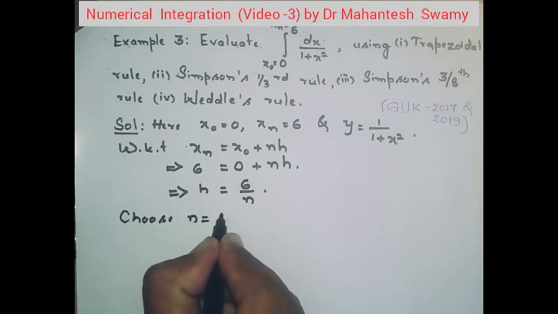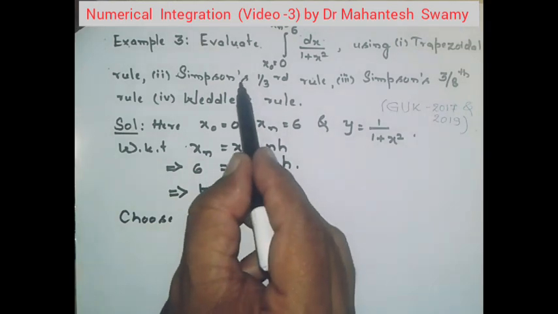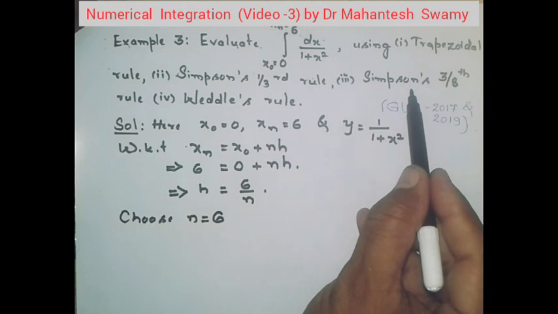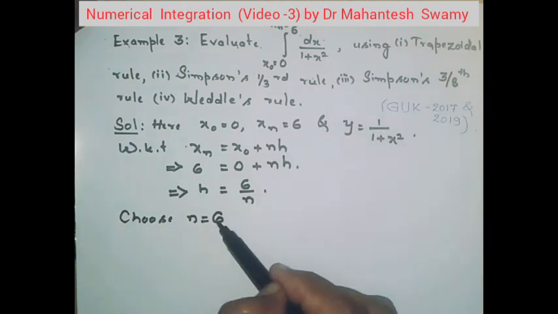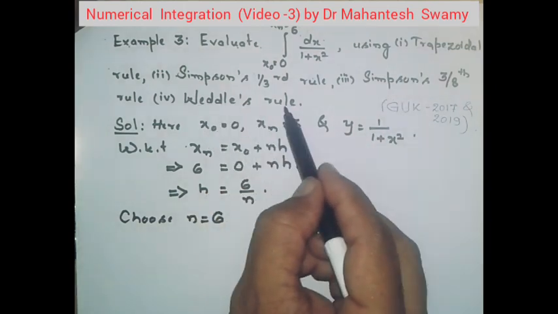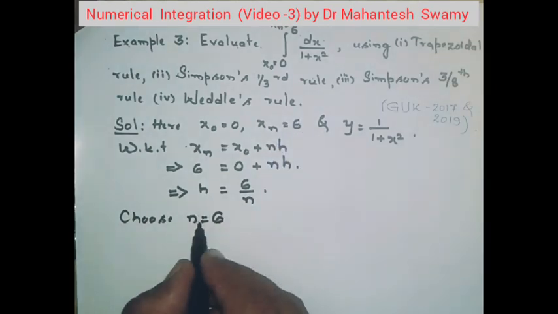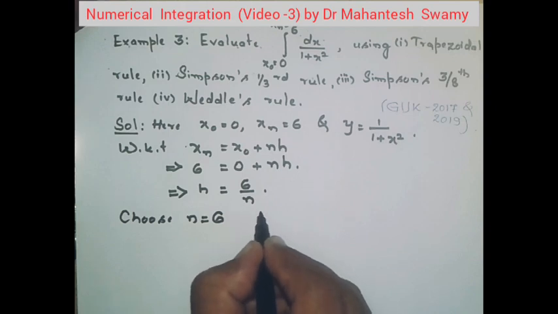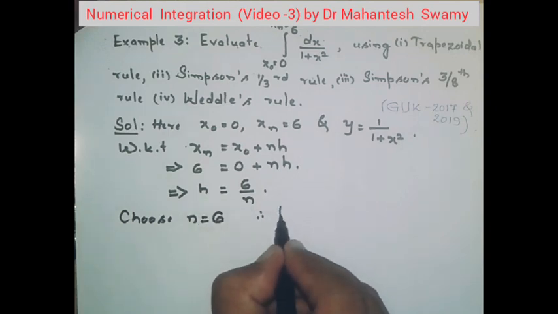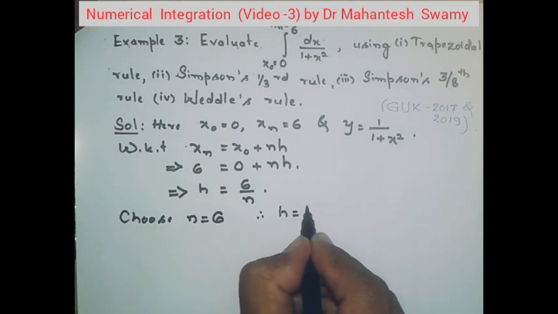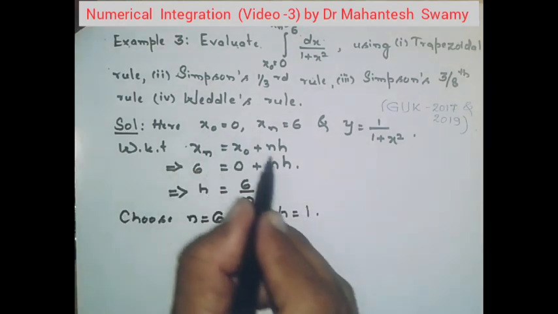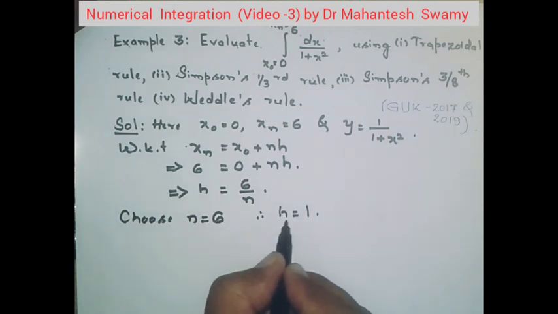If we choose n equal to 6, definitely 6 is a multiple of 2, that is an even number, so Simpson's 1/3 rule can be applied. 6 is a multiple of 3, so Simpson's 3/8 rule can be applied. 6 is a multiple of 6, therefore Weddle's rule can be applied. So it is convenient to choose n equal to 6. Therefore from this expression, the h value is 6 divided by 6, which is 1. Now we have the values of x0, n and also h.